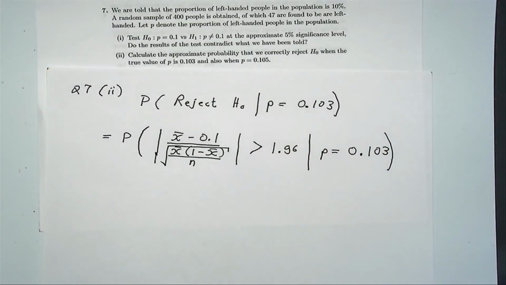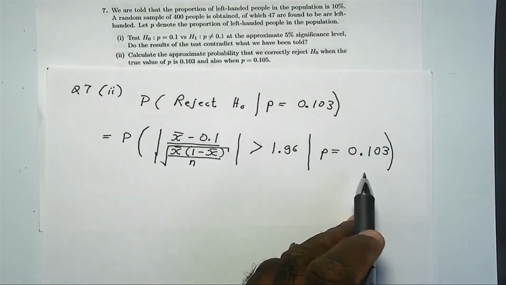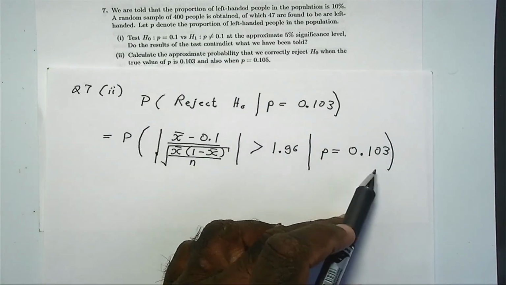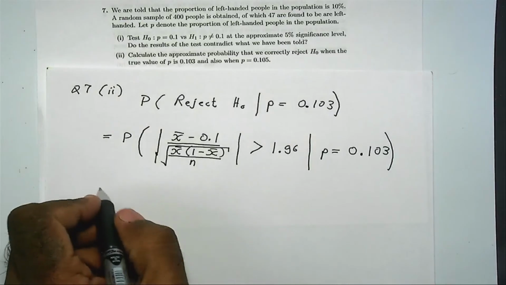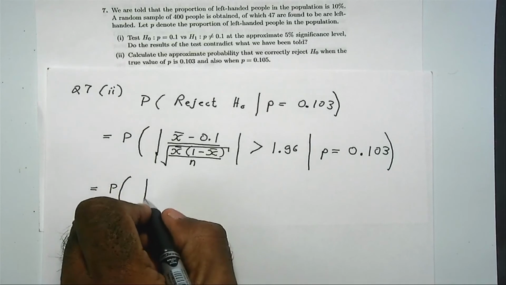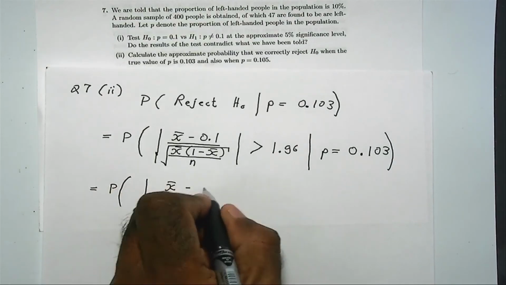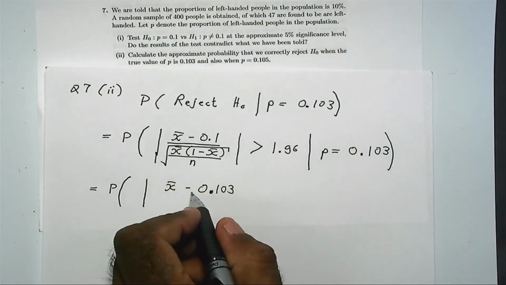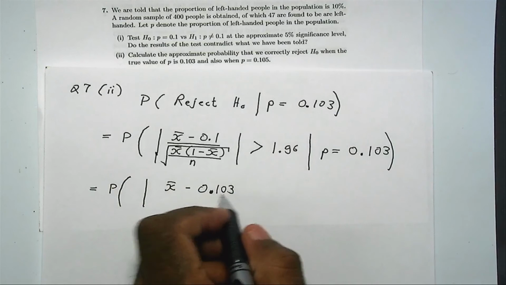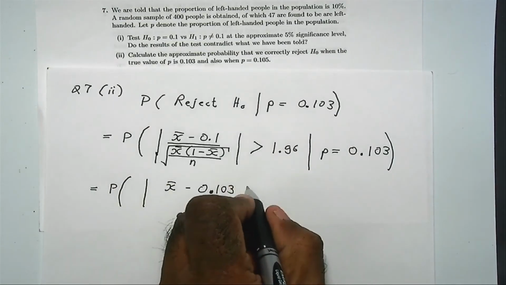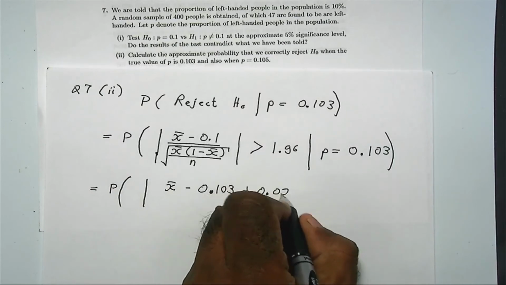Right, now just like in the previous question, what you need to do first, because the true value is this, you need to change 0.1 to this. So that's what I'm going to do first. Because we have added this term, we need to get back to this. So to get back to 0.1, we need to add 0.003.